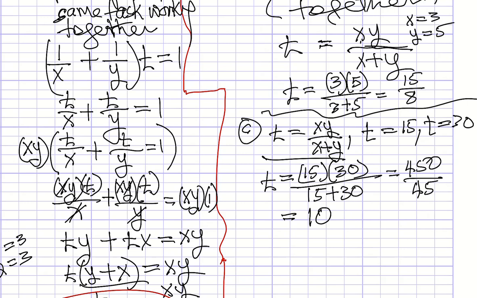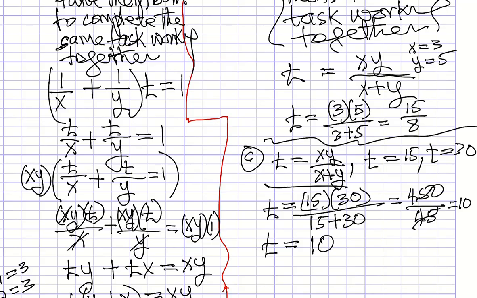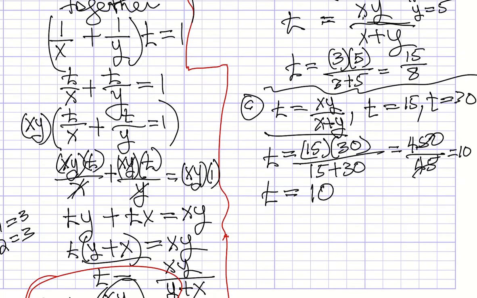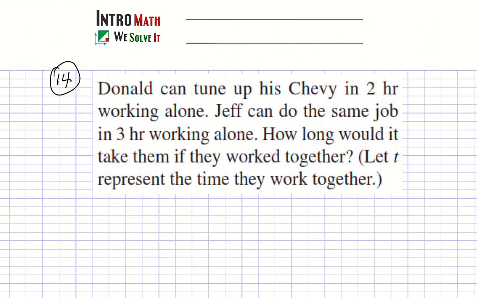I'm sorry, 45 times 10 is 450. So T will be 10, you see? That's what that is telling me. 45 will go into that 10 times. That's all. So T, the time it would take the 2 printers together to complete the same task, is 10 hours, okay? Look at the next one.